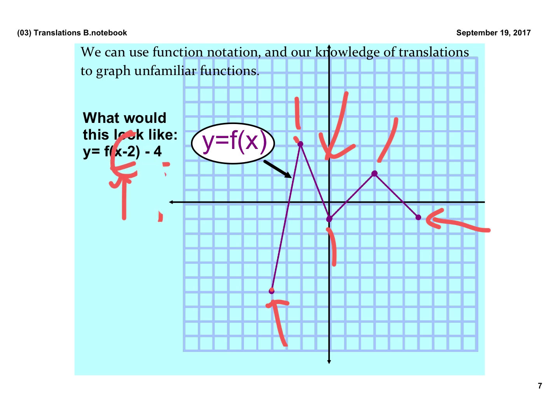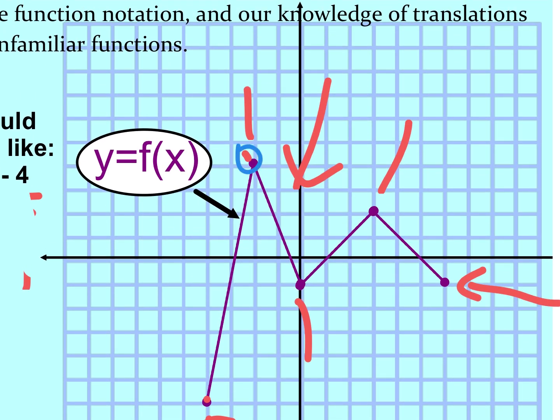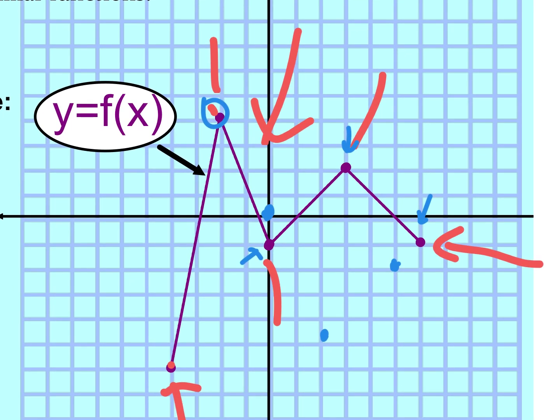and down 4. So I'm going to do it in a bright blue here. 2 to the right, down 4. That's where that one went. This point now, 2 to the right, down 4, right at the origin. Now this point, 2 to the right, down 4. Now this point, 2 to the right, down 4. And last but not least, this one, 2 to the right, down 4.